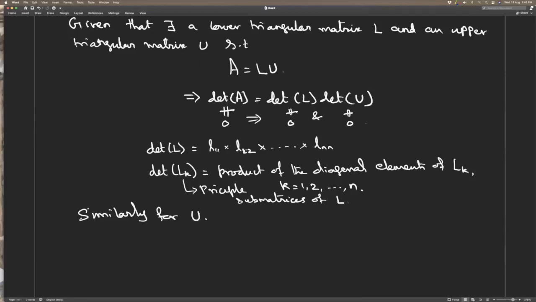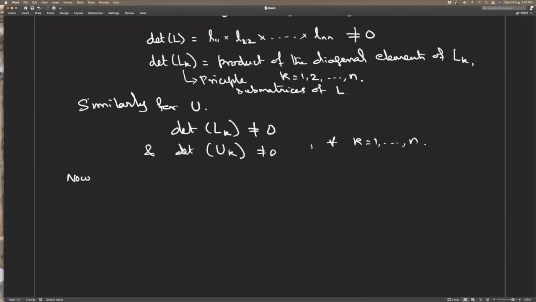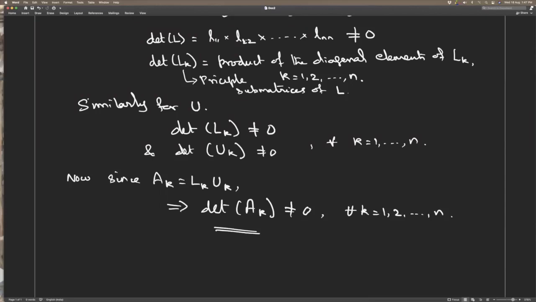And since determinant of L is not equal to 0, you can see that determinants of Lk are not equal to 0. And also determinants of Uk are not equal to 0. Now, since Ak is equal to Lk into Uk, we see that determinant of Ak is also not equal to 0 because it is the product of the determinant of Lk and determinant of Uk. And this is true for all k, and that completes the solution.